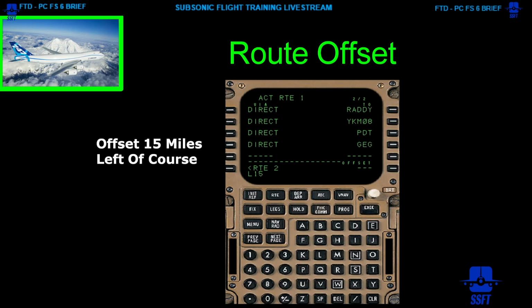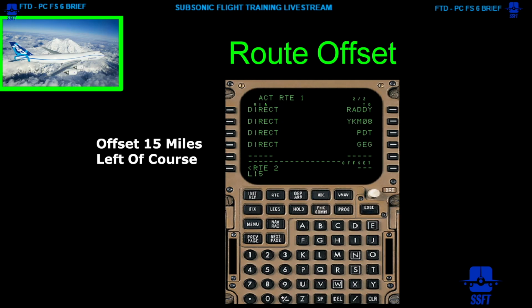And obviously you can request a heading as well if you wanted to deviate around weather. And we'd probably do that more with a heading. But we can offset our course left or right, of course, and it'll parallel our route. And you can offset up to 99 nautical miles. And the format for putting that in is to put an L or an R followed by the distance. If you do it the other way, it would say invalid entry. So if you put in 15L, it would say invalid entry. If you put L15, it'll take that.